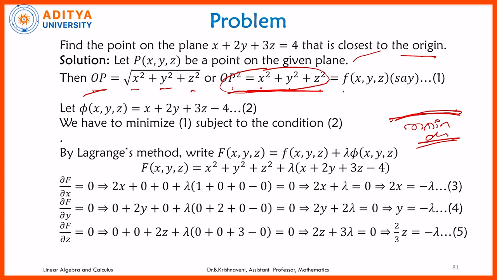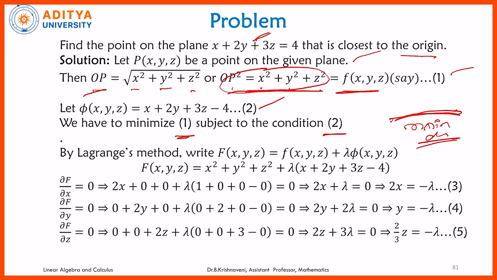Let us represent this with f(x, y, z), and that point must be on this plane, that is the condition. So we represent the plane with the condition phi(x, y, z) = x + 2y + 3z - 4, equation number 1, equation number 2. Now the point should be closest to the origin, meaning it should be minimum. So we have to minimize 1 subject to the condition 2.